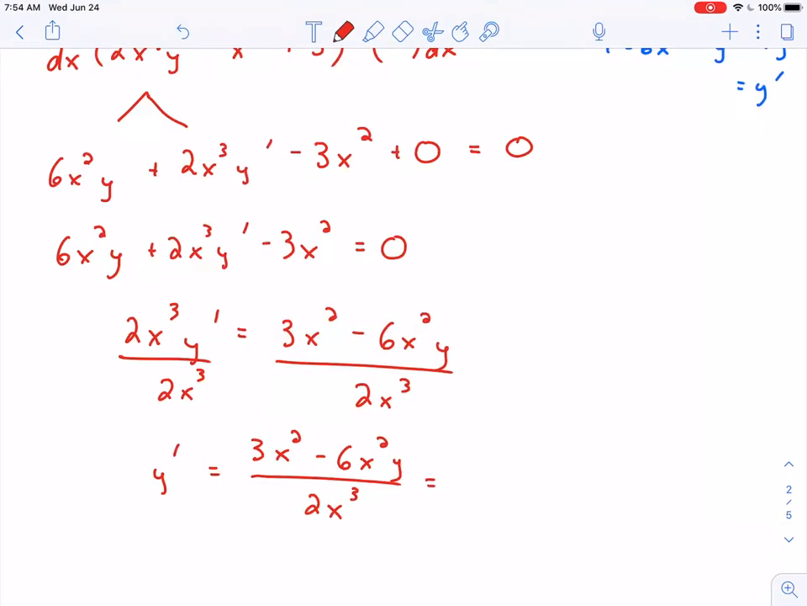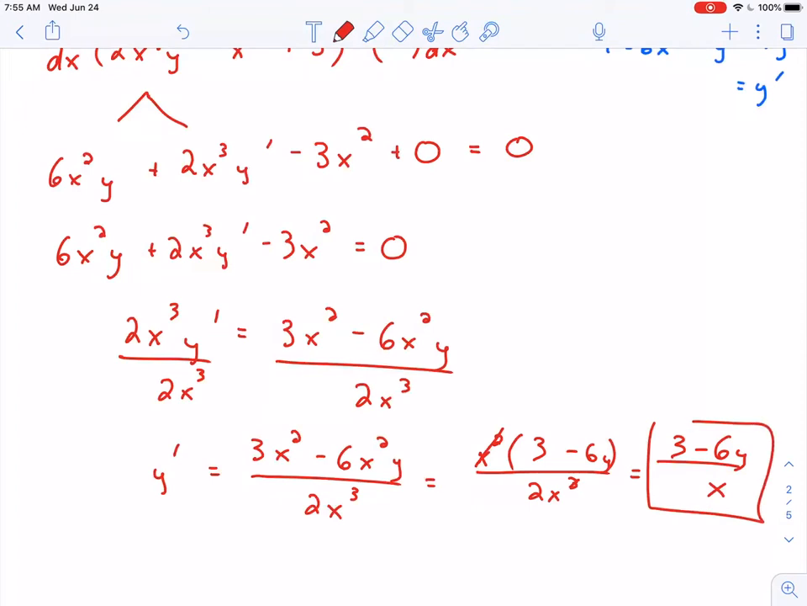I see that I can factor that numerator, and it's just going to bother me if I don't. So I'm going to factor out particularly x squared because I see, hey, I can cancel that with a factor of x in the denominator as well. So x squared times 3 minus 6y divided by 2x cubed, we can cancel an x squared. That'll leave me with 3 minus 6y divided by x. There is my y prime.